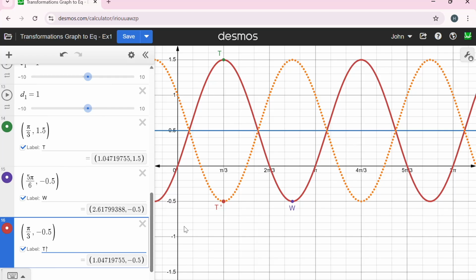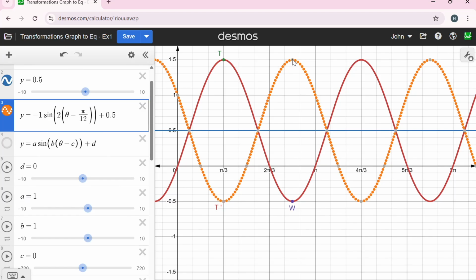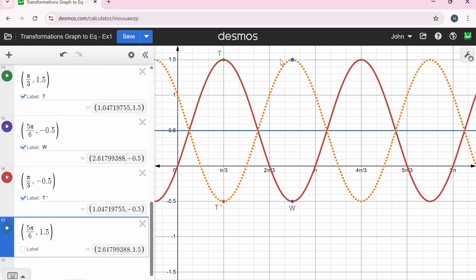Okay, T prime, and then this as W prime. Okay, so we asked you to think about the x values for max and min are pi over 2 units apart. So from point T right here, point T to point W, it's pi over 2 units apart. When those two positions are flipped to T prime and W prime, they're still pi over 2 units apart.